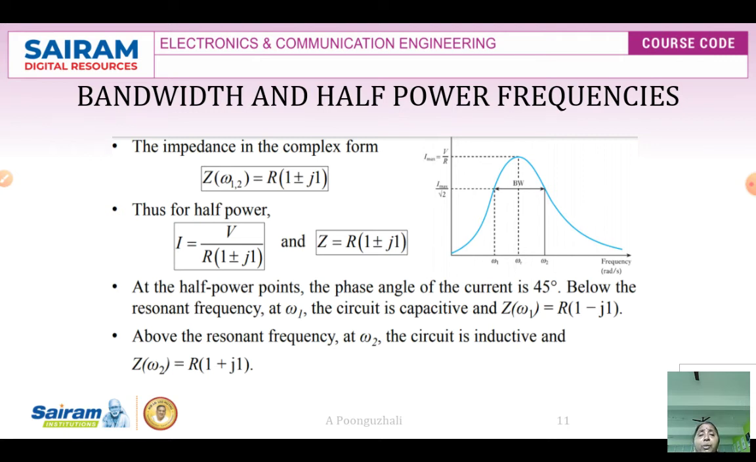So at half power points, the phase angle of the current is going to be 45 degrees. So below the resonant frequency, at omega_1, the circuit is capacitive.